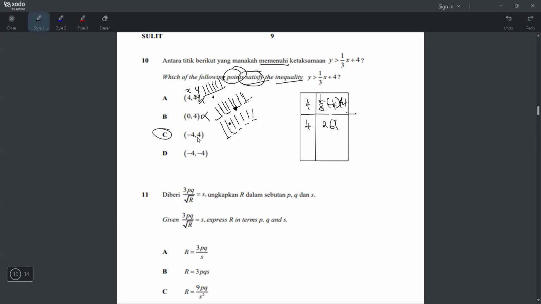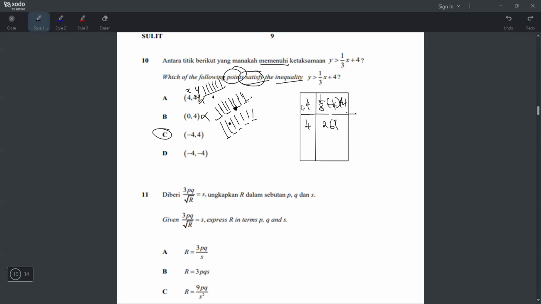Can you understand? Because when you substitute inside, you end up getting the left side bigger than the right side, which is what they write here. Which is what you want. You want the left side to be bigger than the right side. So that's why C is the answer. C satisfies. So if you know C is the answer, then D no need to try already. D is confirmed wrong.